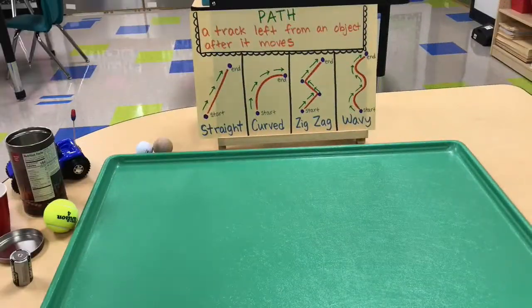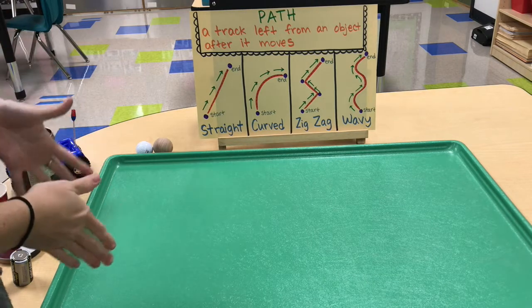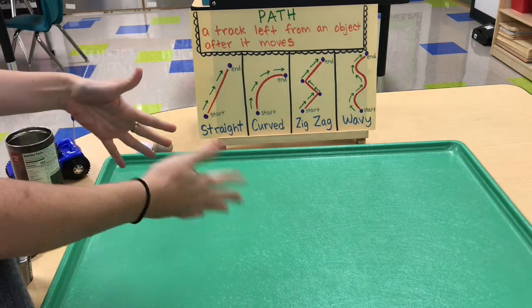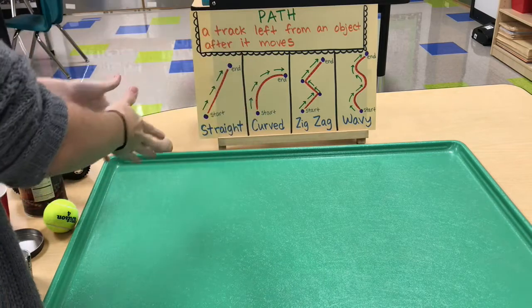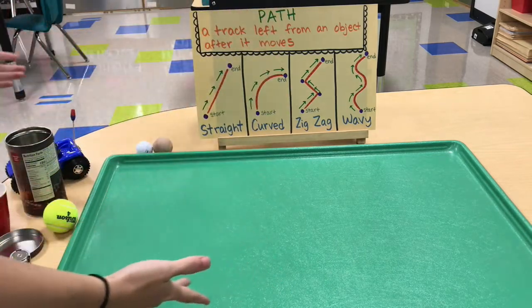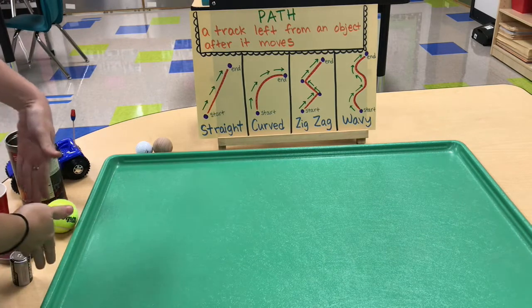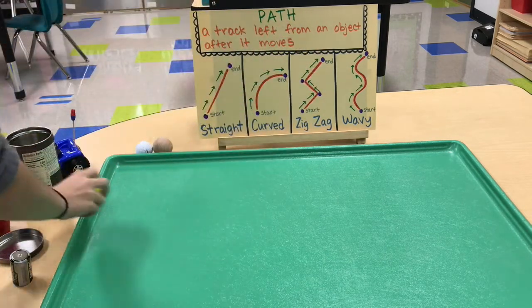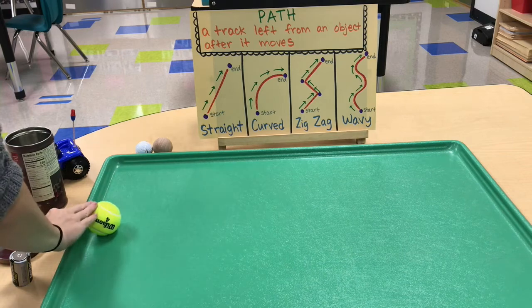When you also talk about motion, there are certain pathways that objects will take whenever they are moving from a beginning position to an end position. And one pathway might be in a straight line. Take, for instance, this tennis ball.